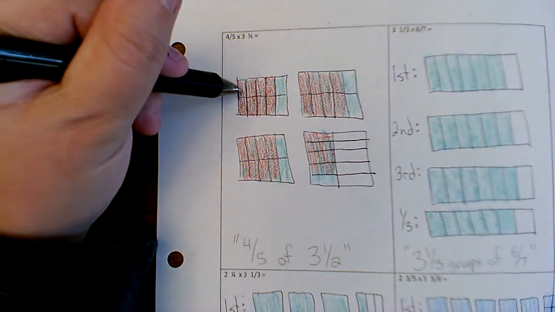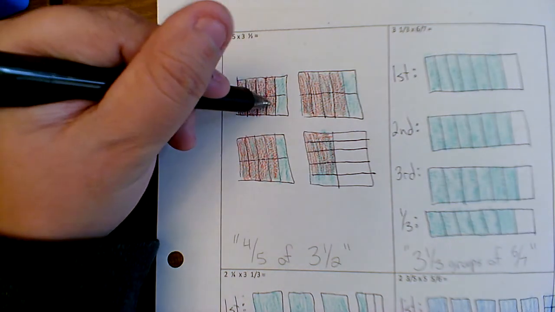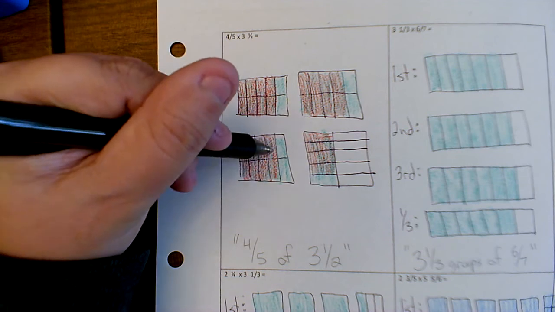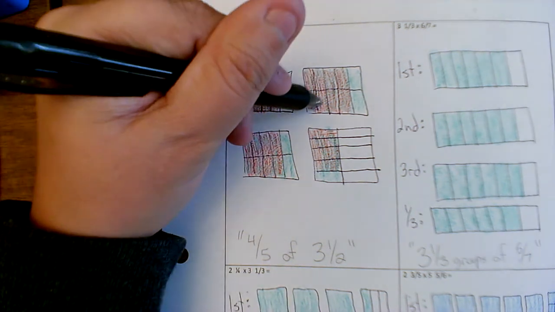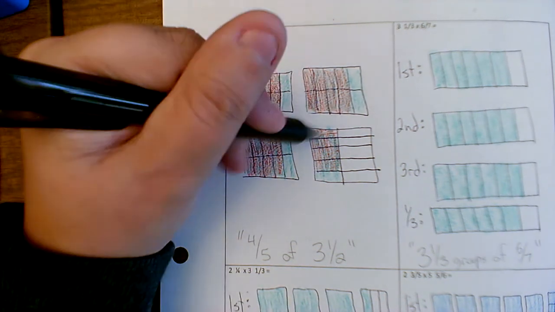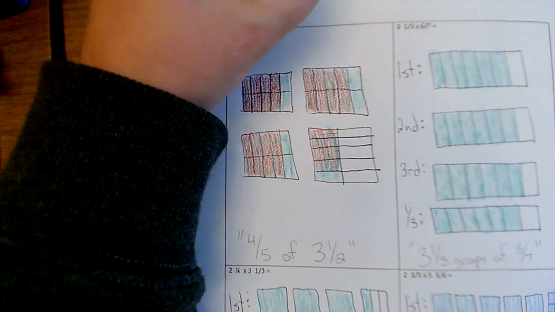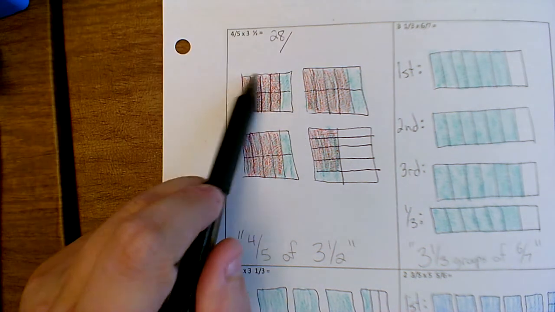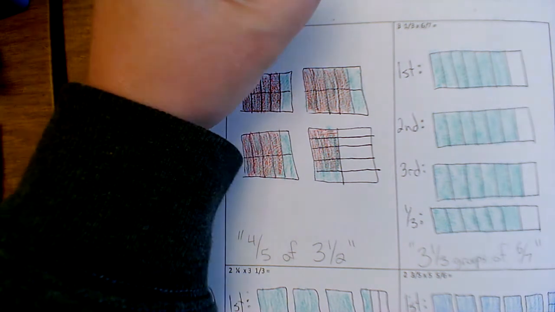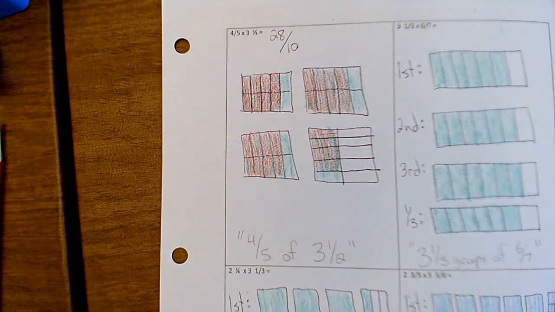So then if we count our pieces, we have 1, 2, 3, 4, 5, 6, 7, 8, 9, 10, 11, 12, 13, 14, 15, 16, 17, 18, 19, 20, 21, 22, 23, 24, 25, 26, 27, 28. So we have 28, and then it takes 10 of those pieces to make the whole. So 4/5 times 3.5 should be 28 tenths.